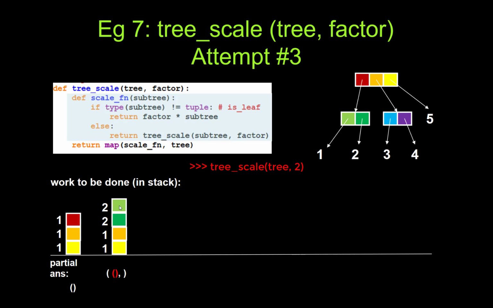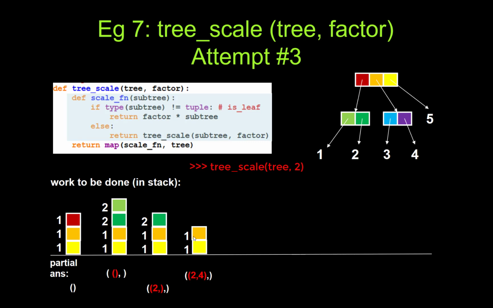Now, the light green is on top of the stack. The second level map is going to work on this. This leads to 1. 1 times a factor of 2 will give you 2 as an answer to be included in the red parenthesis. Next, the green is being processed. The green reaches 2. The 2 times 2 gets you 4, and the 4 is put inside the red parenthesis. Having done these two, this level 2 is done.